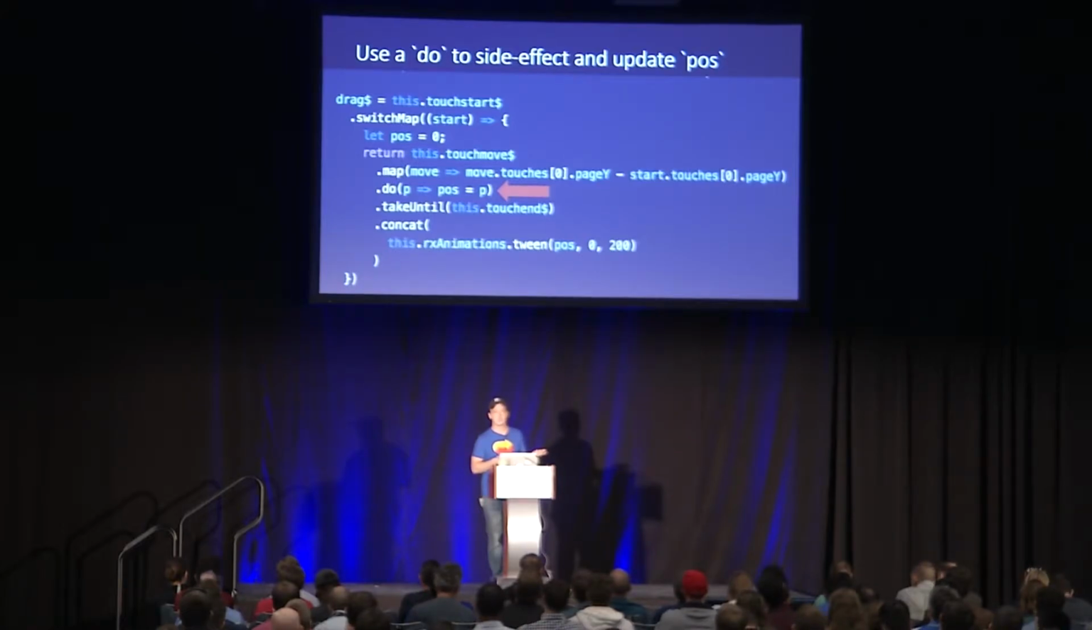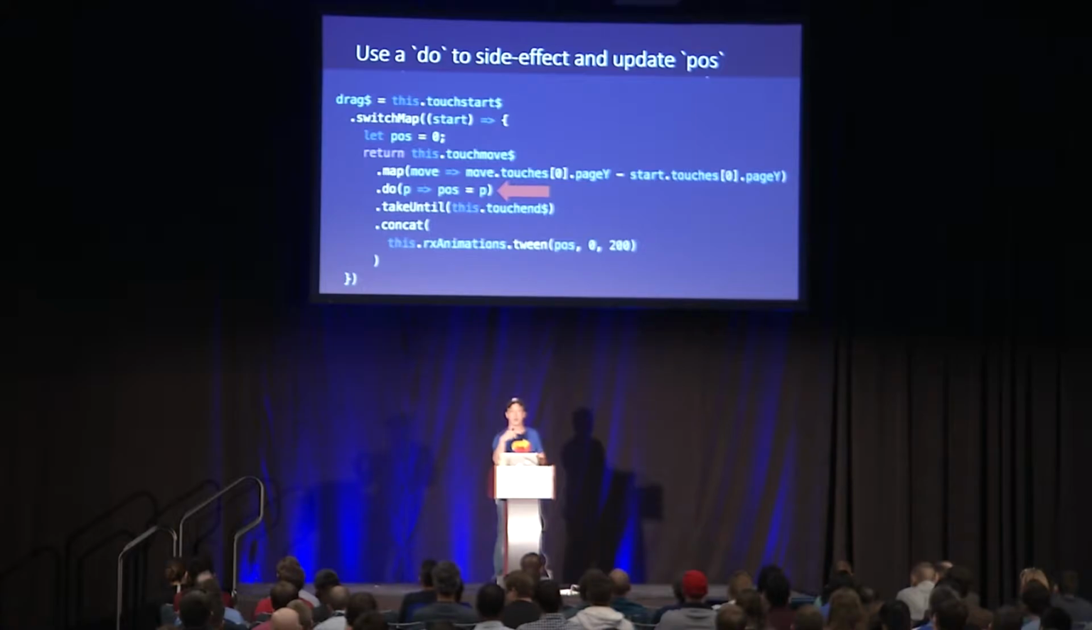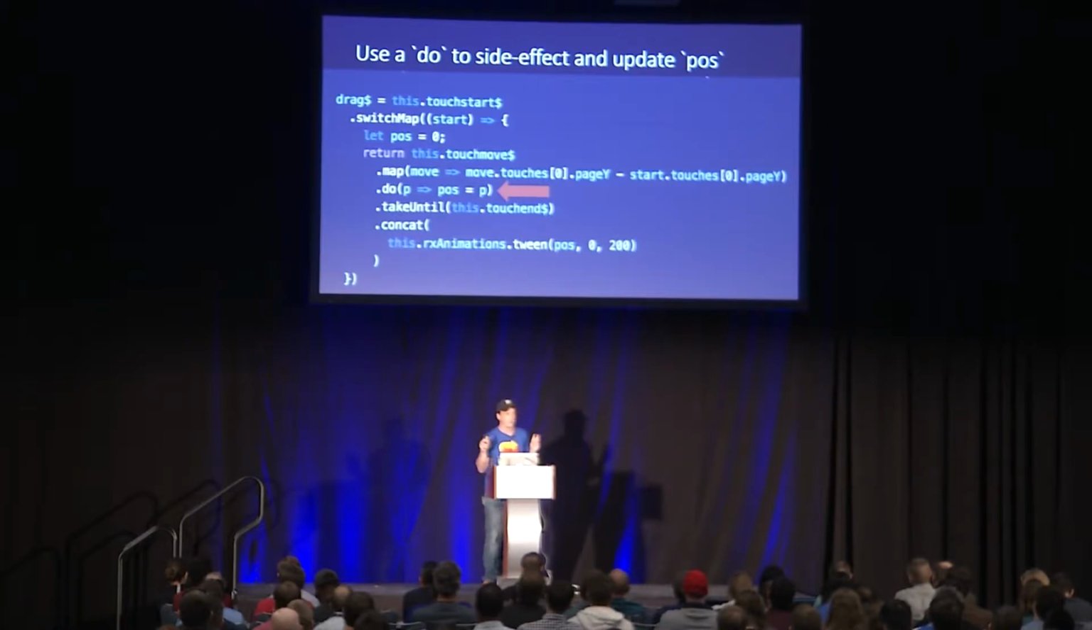I can use my do side effect to say, oh, every time I get a value emitted for what position this should be at, just go ahead and update that little piece of state that I need to know in order to get my animation to work. This is a little counter to what some people would try to do if they were being really pure about reactive programming, but it's totally fine to do something like this. It works, it's fine.